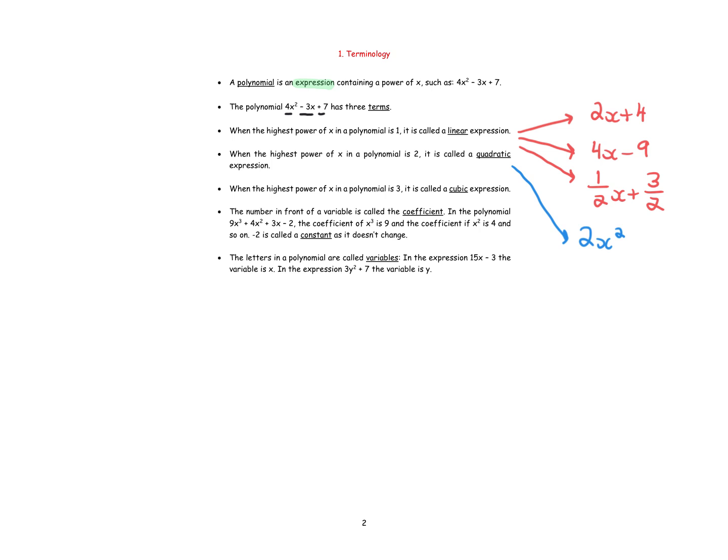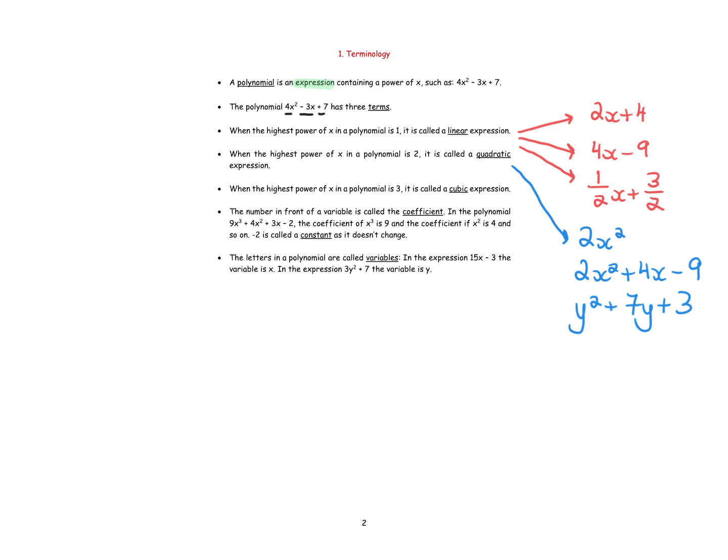We could also have something like 2x squared plus 4x minus 9. That's a quadratic expression because it has x with a power of 2 in it. And the x to the power of 2 is the highest power in the polynomial. We could also have something like y squared plus 7y plus 3. This is also a quadratic expression, but note here that instead of using x, we're using y.